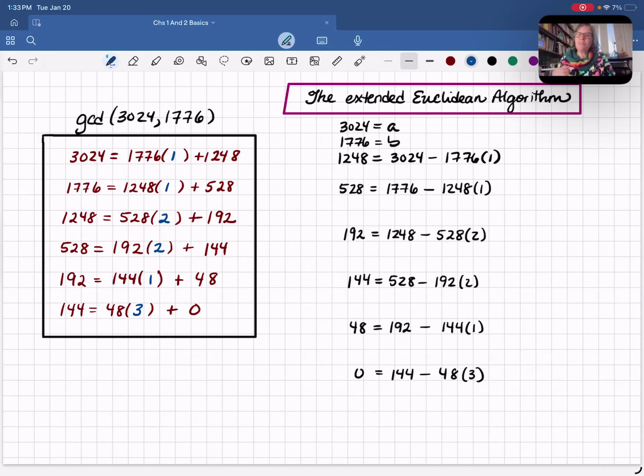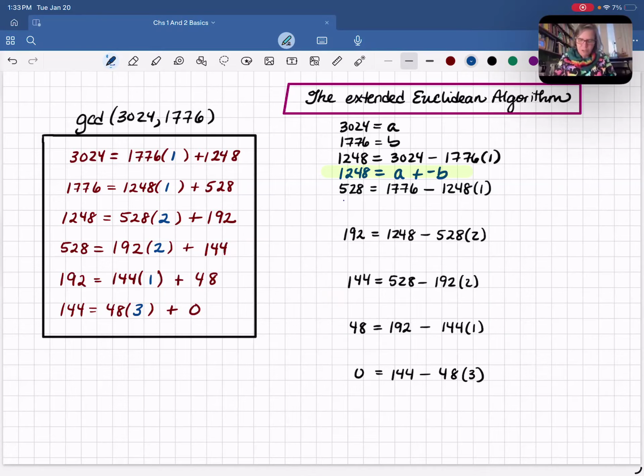Okay, now what I'm going to do is write each one of these equations in terms of A and B. So for example, for the first one, I will write 1248 is 3024. Well, that's A. And then 1776, that's B. So this is A plus negative B. Okay. And let me just highlight that because I'm going to want to come back to that equation in a second.